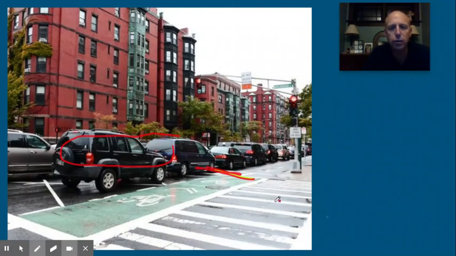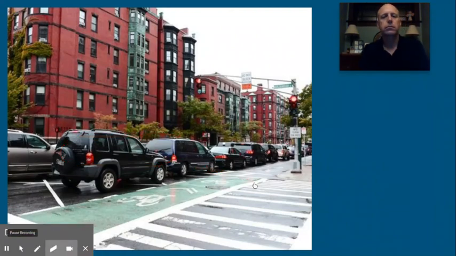So anybody over here wanting to go this direction of travel, they can't go. These vehicles should have never pulled into the intersection because there wasn't enough room for them. But they did it anyway, and that's illegal. You are not supposed to do that.